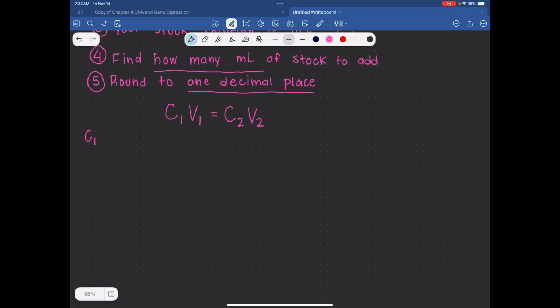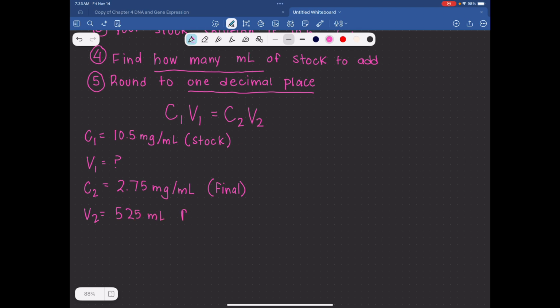So C1 is going to be 10.5 milligrams per milliliter, which is our stock. V1 is what we are looking for. C2 is going to be 2.75 milligrams per milliliter, which is the final concentration we're looking for. And V2 is going to be 525 milliliters, which is our final volume.